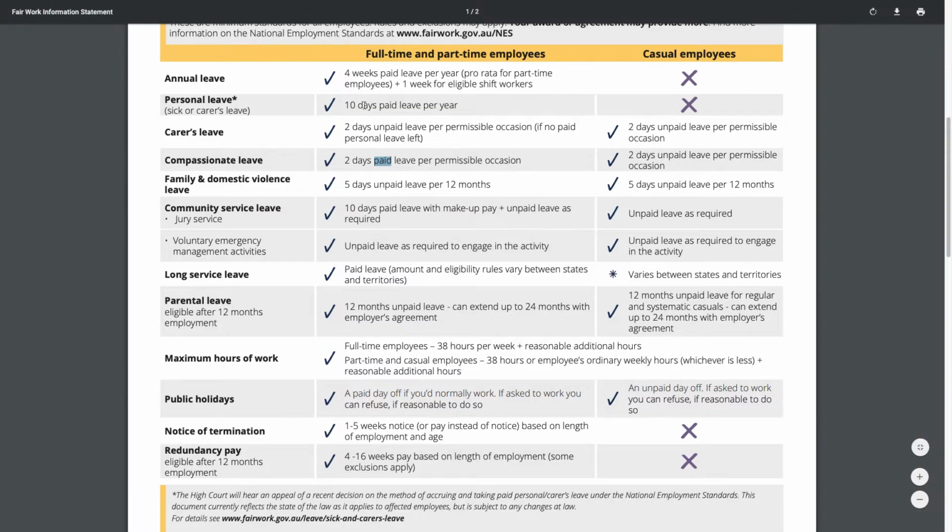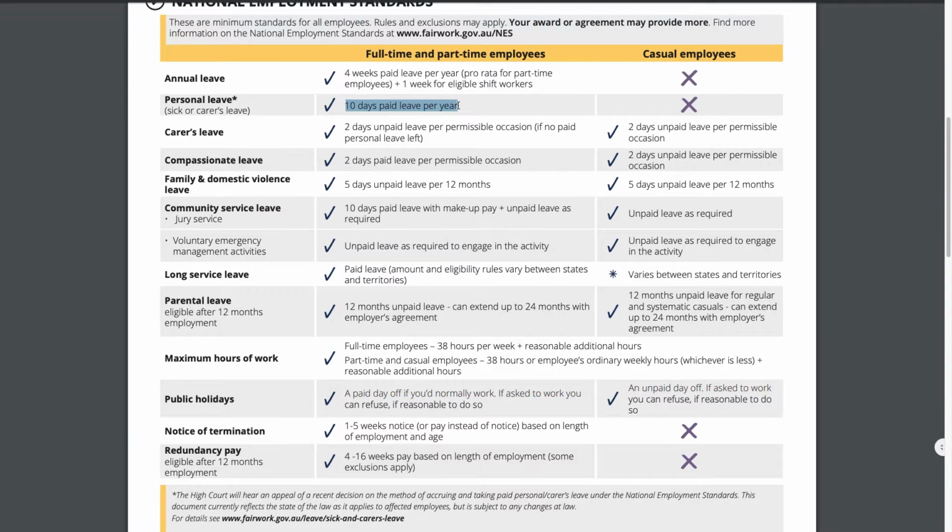You need to know that everyone, full-time and part-time, gets 10 days off per year for sick leave or for carers leave. Now, what is carers leave? Well, when my daughter is sick and can't go to daycare and I need to stay home to look after her, that's carers leave. Because I'm not sick, I'm caring for someone who is sick.